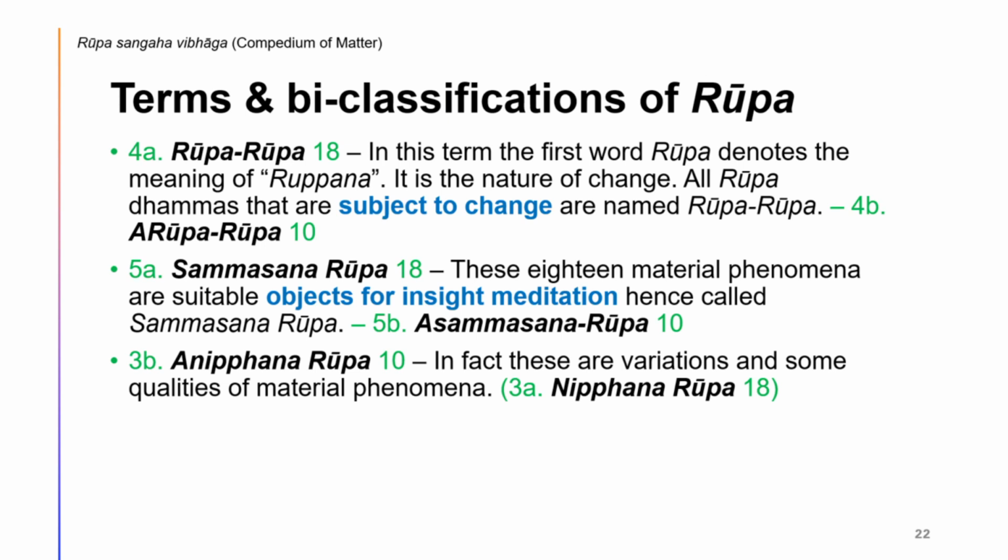Rupa, this first word, denotes the meaning of rupana, the nature of change. All rupa and nama that are subject to change are called rupa. Sammasana Rupa: these 18 material phenomena are suitable objects for insight meditation. Anipphanna Rupa: in fact, these are variations and some qualities of material phenomena. Okay, before we end.